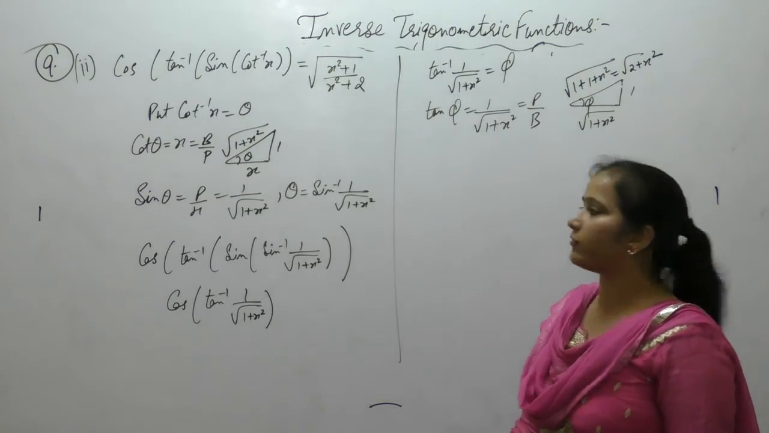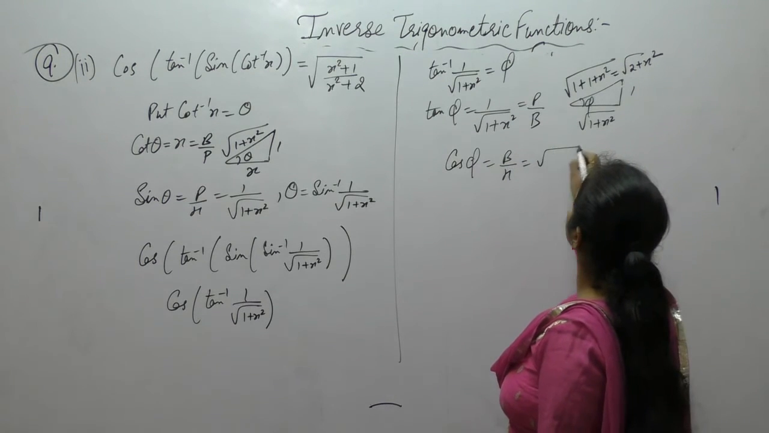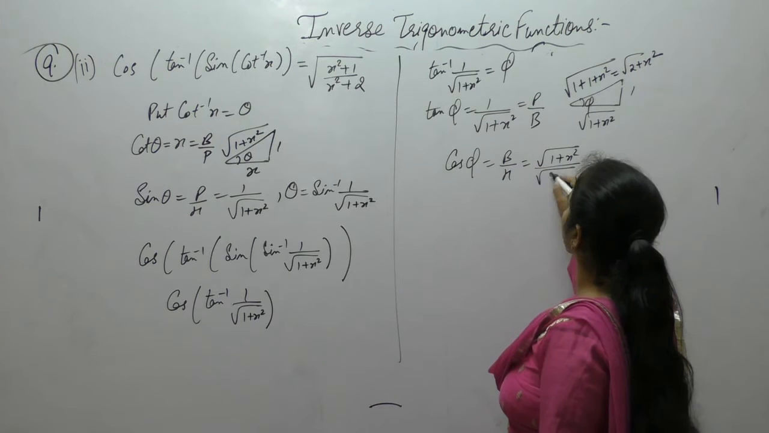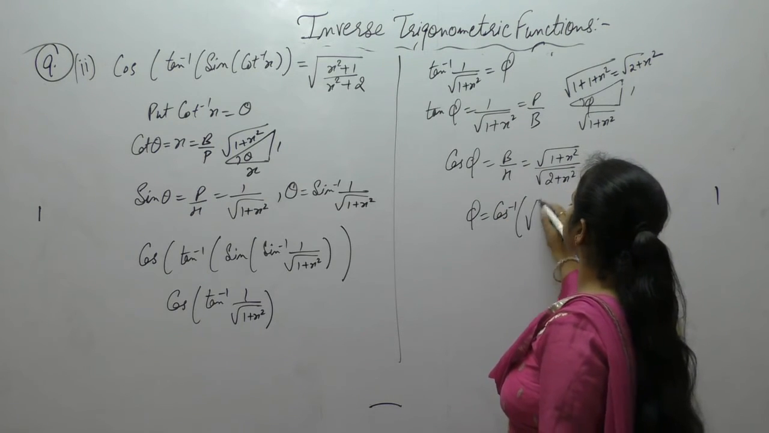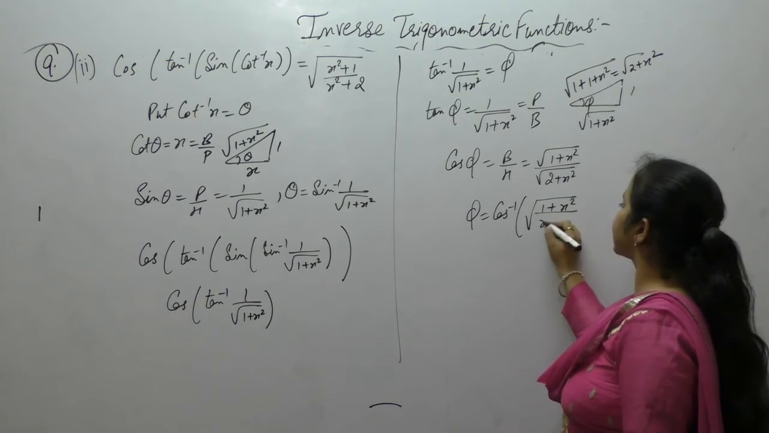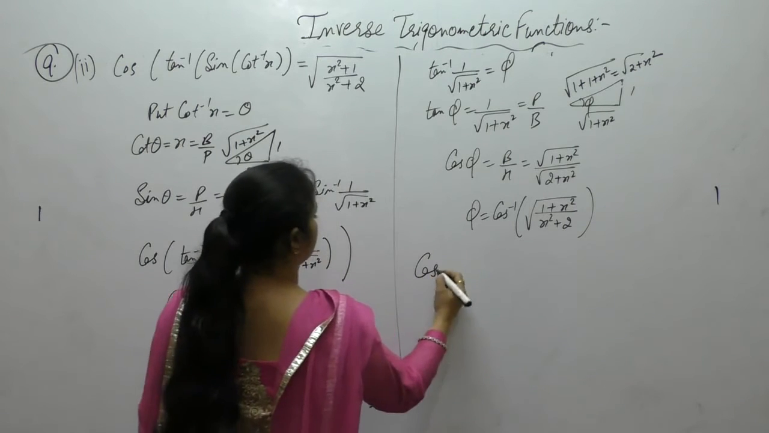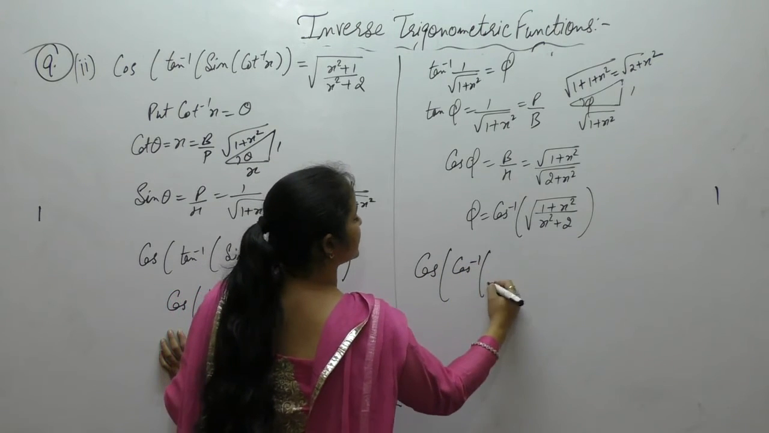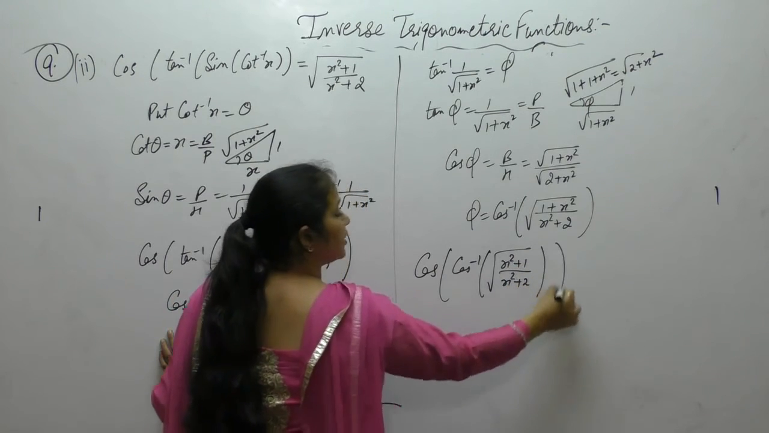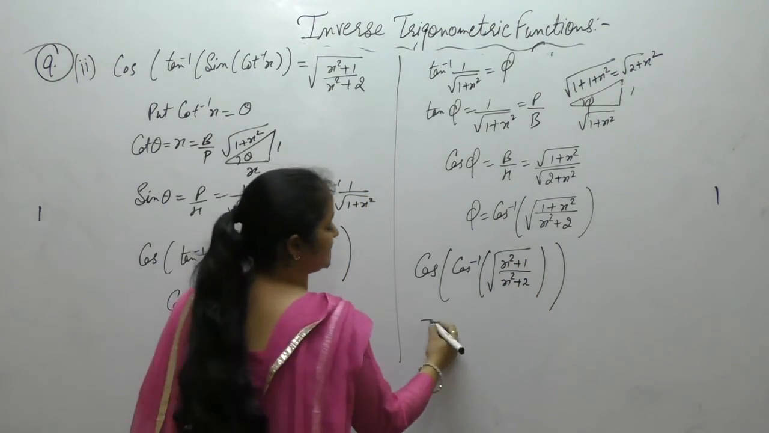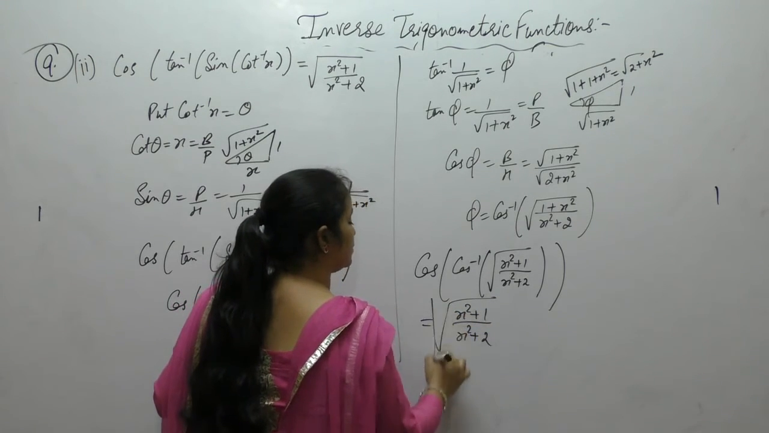Outside is the function of cos. So cos of phi is base upon hypotenuse, root of 1 plus x square upon root of 2 plus x square. That is, phi is equal to cos inverse square root of 1 plus x square upon x square plus 2. Put the value here: cos of cos inverse square root of x square plus 1 upon x square plus 2. Cos and cos inverse will get cancelled. So we get the square root of x square plus 1 upon x square plus 2.